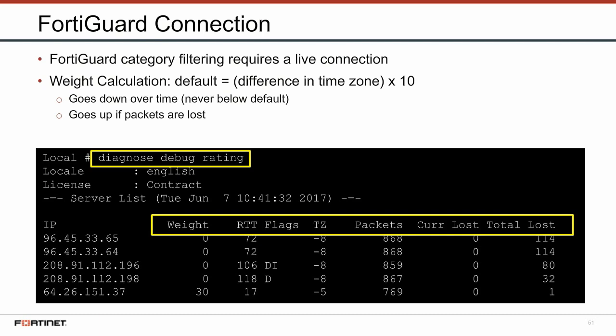D, IP returned from DNS. I, contract server contacted. T, being timed. F, failed. TZ, server time zone. Cur lost, current number of consecutive lost packets in a row, resets to 0 when one packet succeeds. Total lost, total number of lost packets. The list is of variable length depending on the FortiGuard distribution network, but it displays approximately 10 IPs.